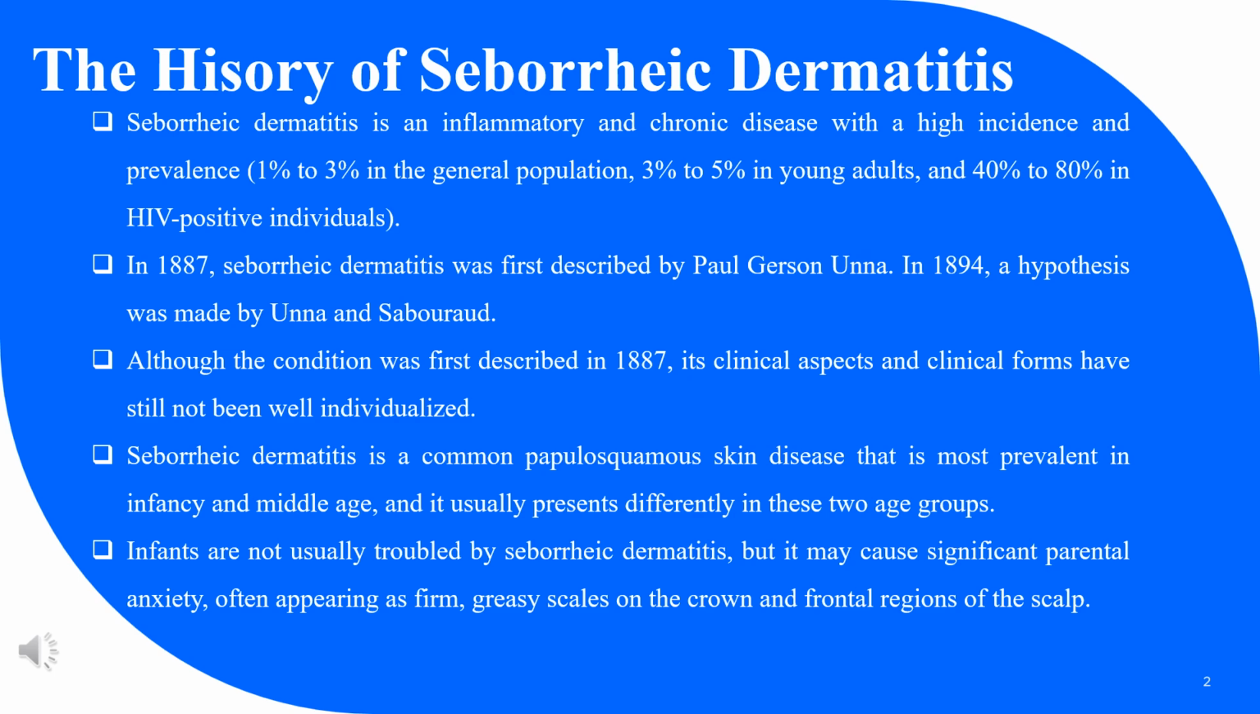Adult seborrheic dermatitis, on the other hand, is characterized by a relapsing and remitting pattern of disease and is ranked third behind atopic and contact dermatitis for its potential to impair the quality of life.